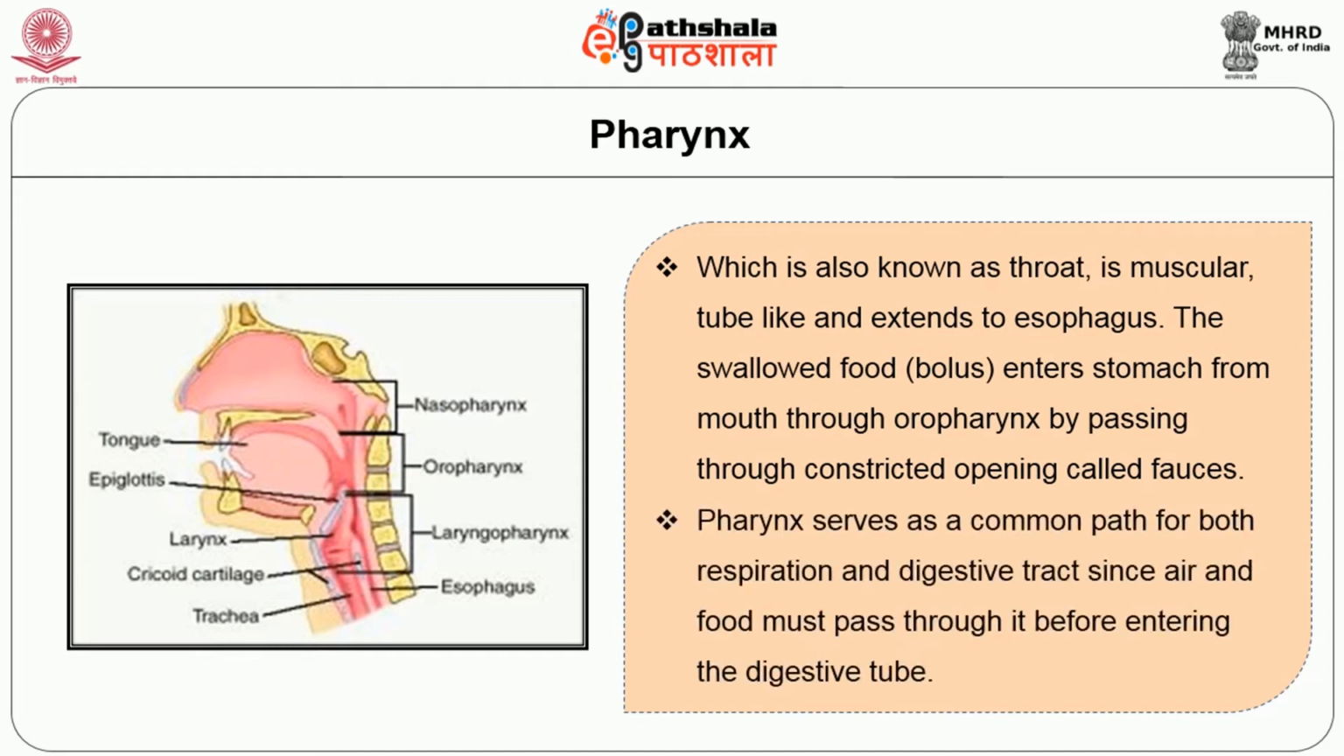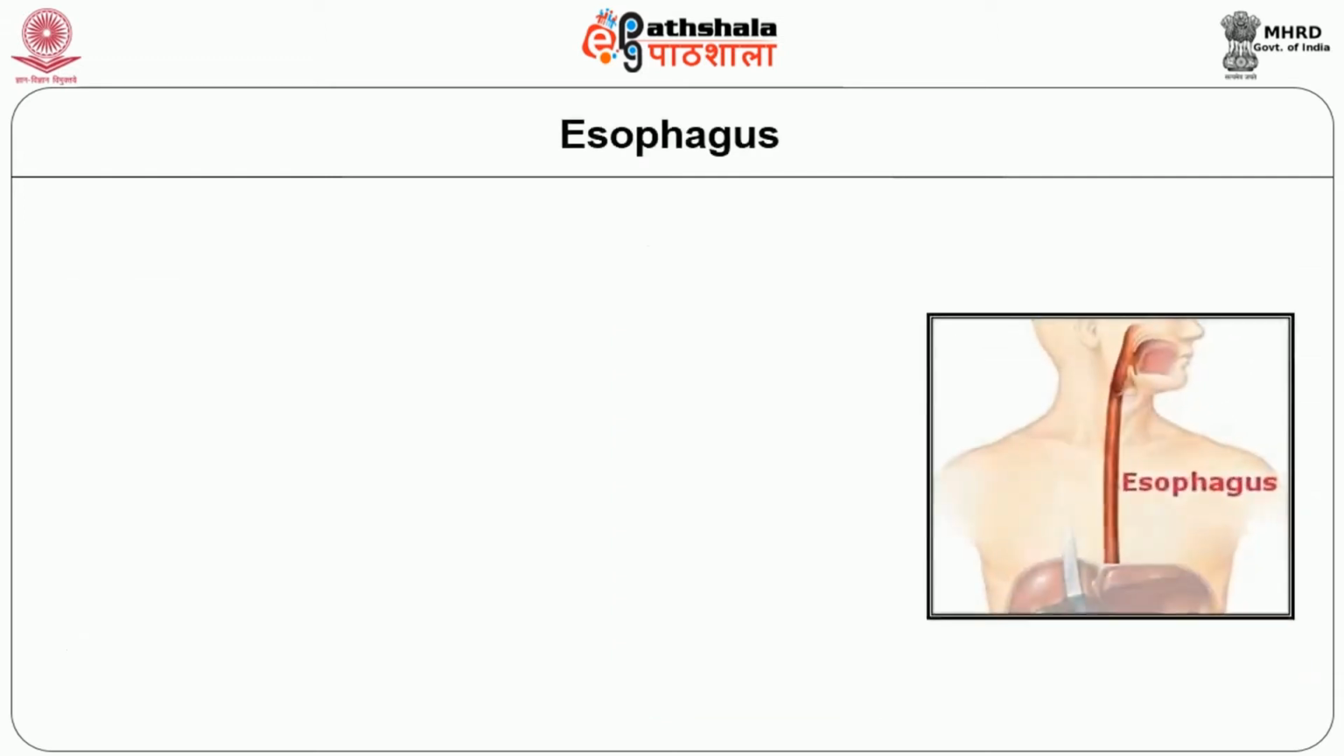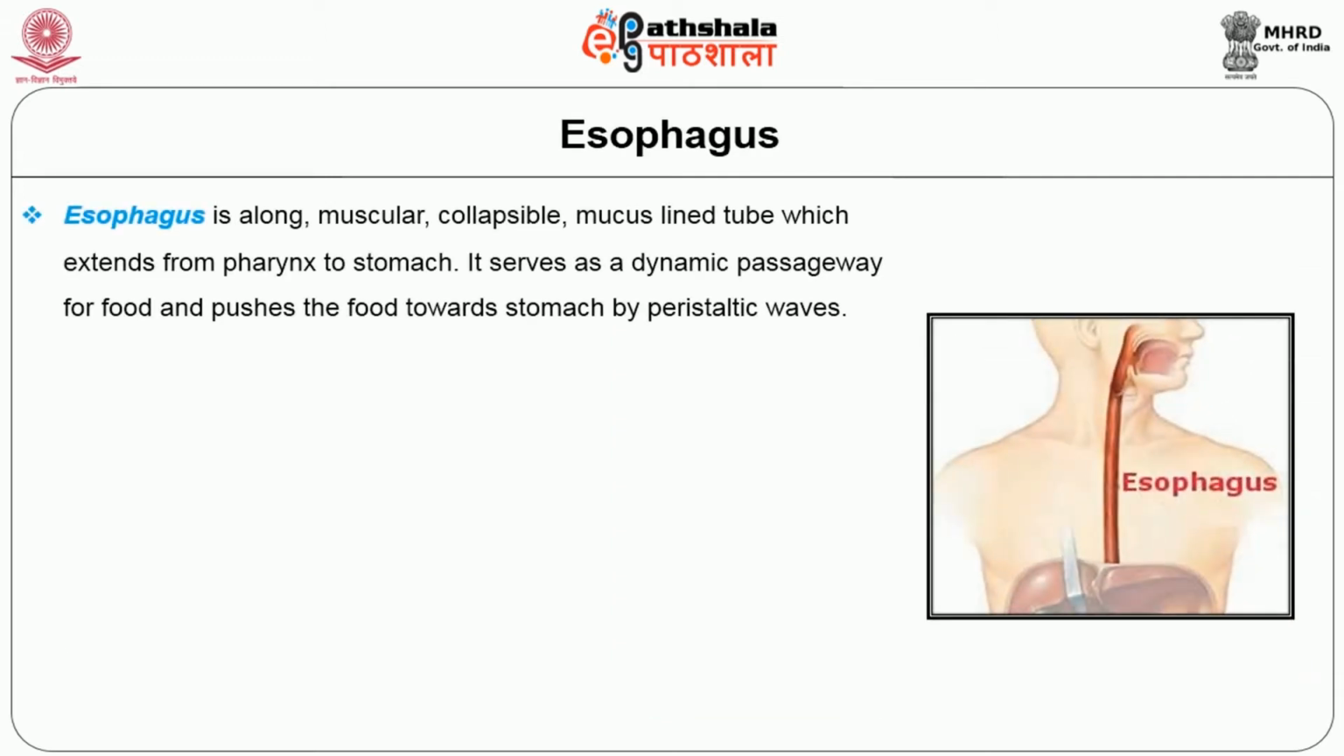Pharynx serves as a common path for both the respiratory and digestive tracts, since air and food must pass through it before entering the digestive tube. Esophagus is a long, muscular, collapsible, mucus-lined tube which extends from the pharynx to the stomach. It serves as a dynamic passageway for food and pushes the food towards the stomach by peristaltic waves.